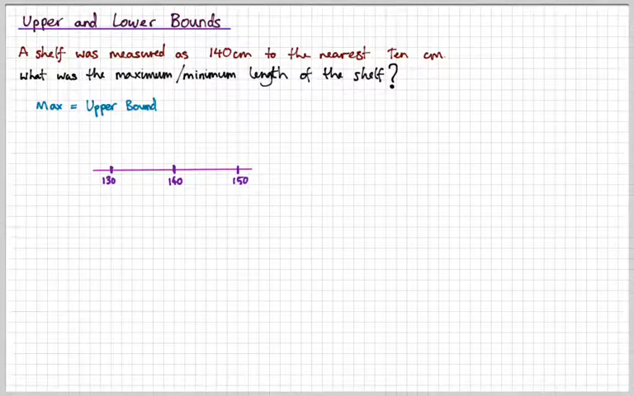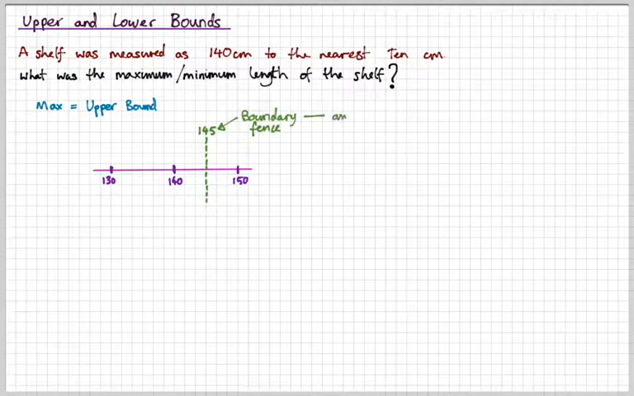So if we think about what the biggest value the shelf could have been before we rounded it, well, if it was 145 centimetres, anything less than 145 centimetres, we would have rounded it down. So we can say that 145 centimetres is like the boundary point. So, for example, 144.999, we would have rounded that down. So 145 would be the boundary point. Although at 145 we would have rounded up to 150, we say it's the boundary. Anything less, we would have rounded it down to 140 centimetres to the nearest 10 centimetres.